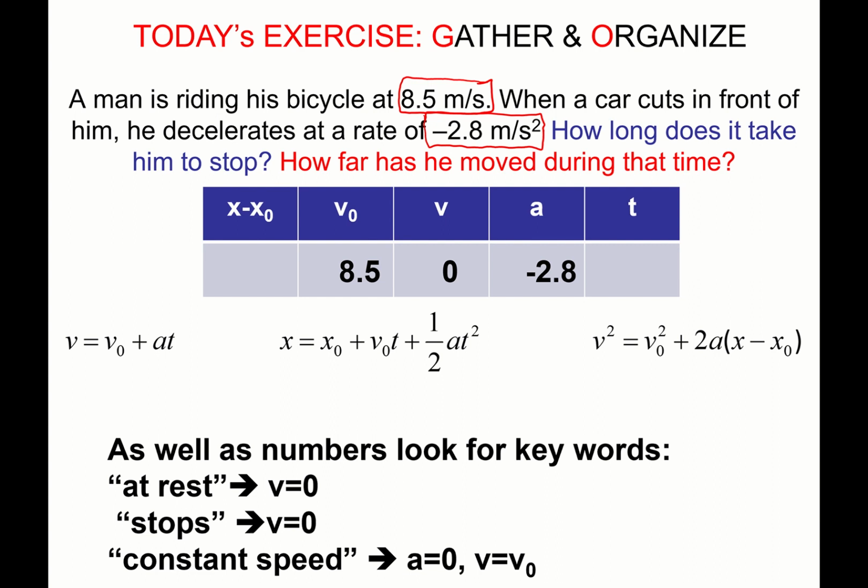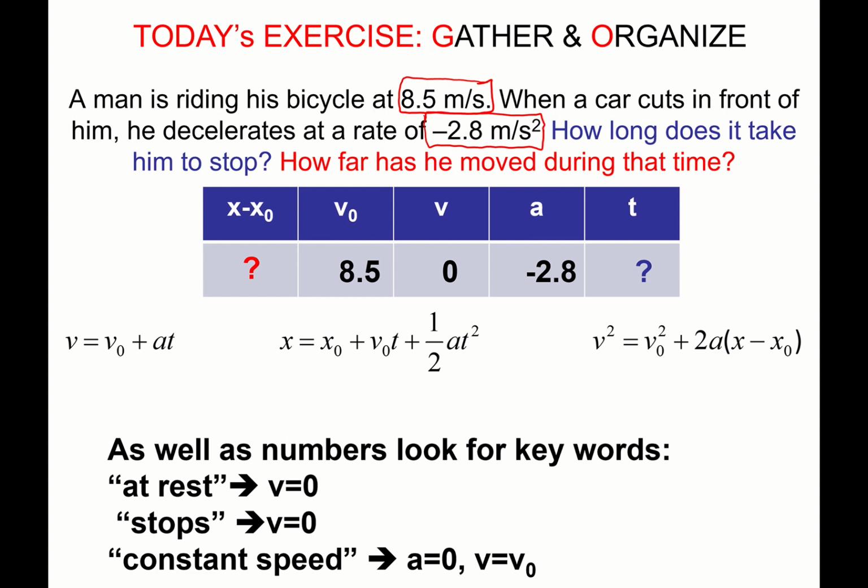So we know that if he's going to stop, the final velocity must be 0. So we go ahead and put that in. And how long does it take him to stop? That's the time. So that's what it wants us to solve for. So I put in a blue question mark there because it's answering the blue question. And how far has he moved during that time? That's the x minus x0. So I'm going to put a red question mark in that slot. So there we go. There's all the variables.